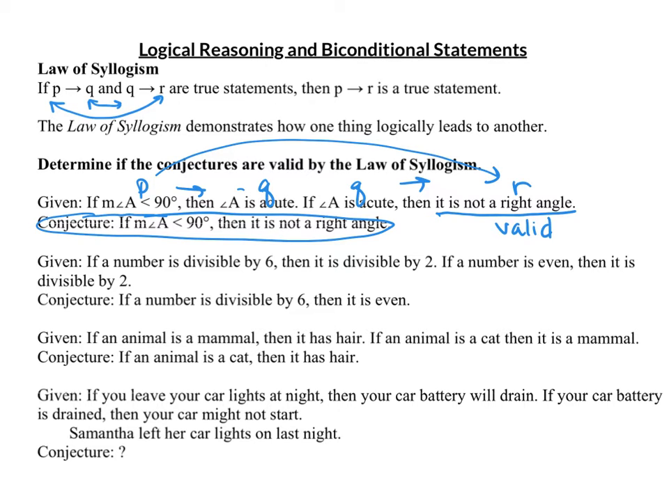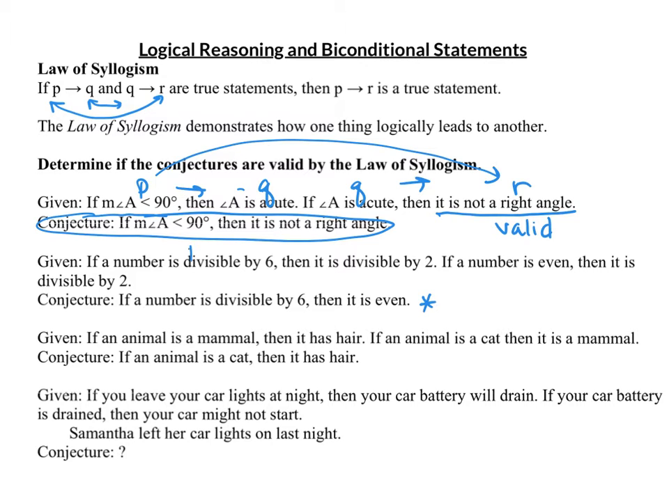Next example. We're given that if a number is divisible by 6, then it is divisible by 2. If a number is even, then it is divisible by 2. Conjecture, if a number is divisible by 6, then it is even. Now, the thing you might get caught up in is that might even be a true statement, but is this valid by the law of syllogism? Does it follow the rules of the law of syllogism? That's the question.